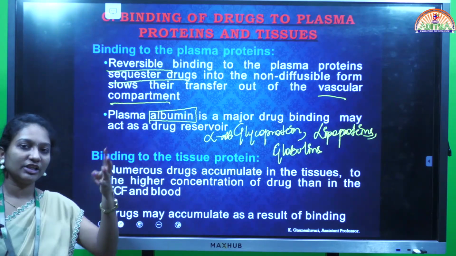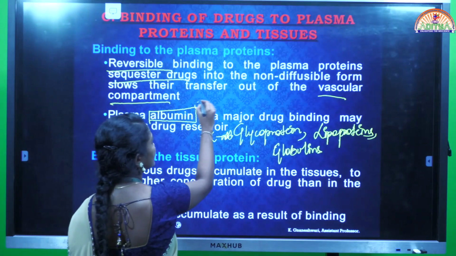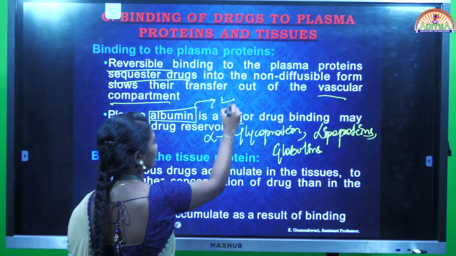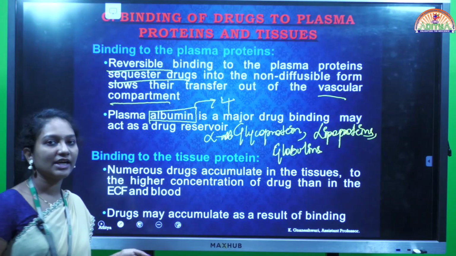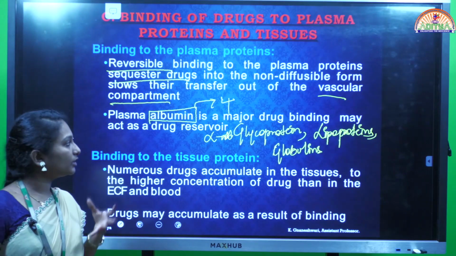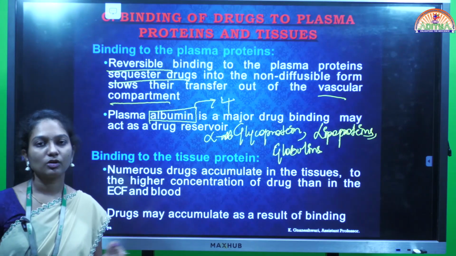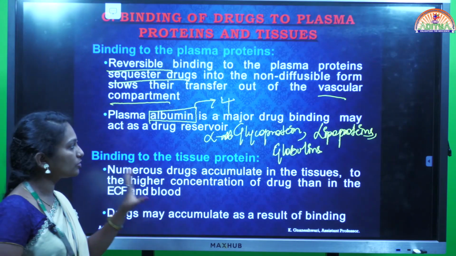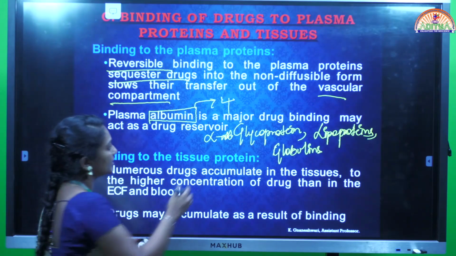And further, this albumin has 4 different sites: a site for warfarin, diazepam, digitoxin, and also for tamoxifen. So those are the 4 different binding sites.